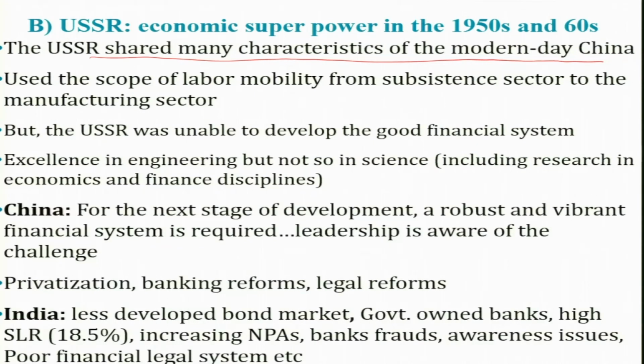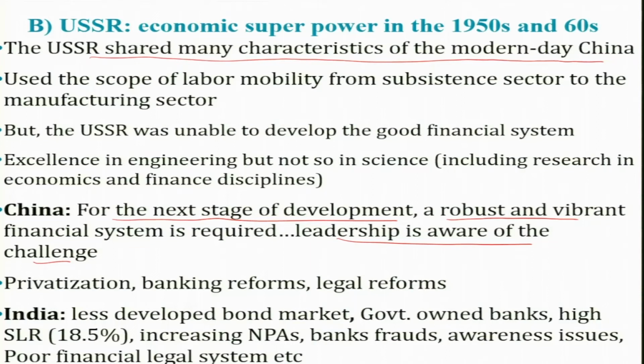So you can see what happened in China, because they understood, I think, not all, but as per many reports, China actually learned lessons from what happened in the USSR, because it's almost comparable with the USSR. China understood the next stage of development. When you go through their recent reports and research papers, you can see lots of discussion about developing a robust and vibrant financial system. That means the leadership is well aware of that challenge and they have been working towards it.